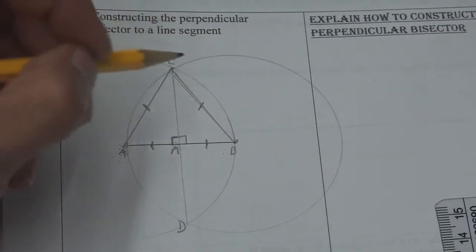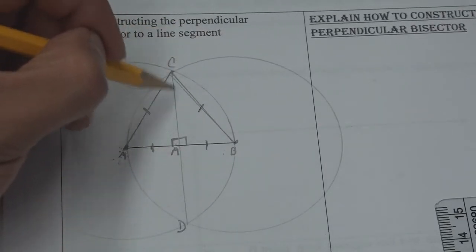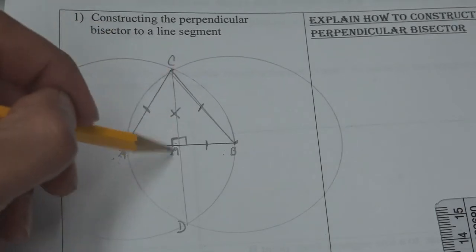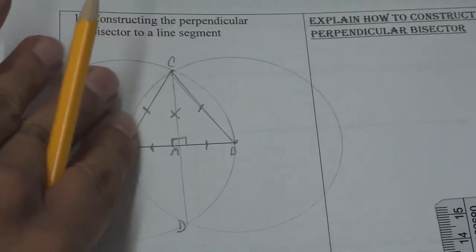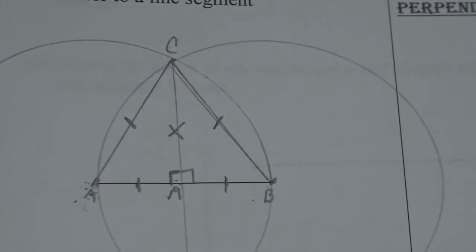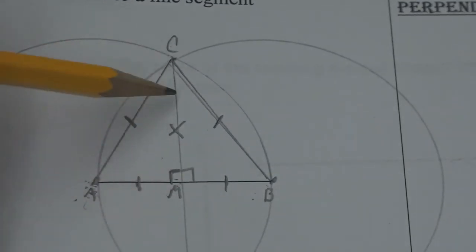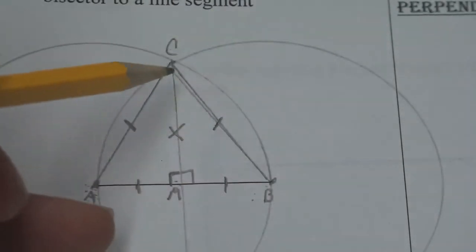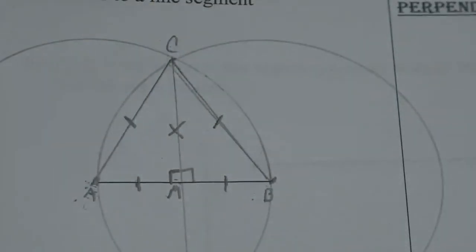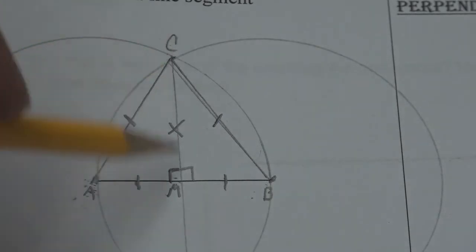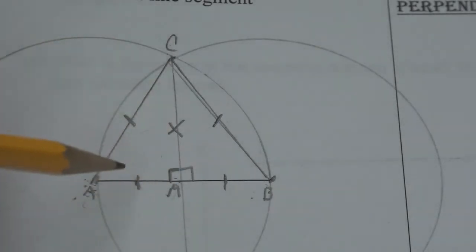Well, by the reflexive property, CM is congruent to itself. CM is a side of this triangle right here. It is also the same side as this triangle right here. And the reflexive property says that a quantity is equal to itself. So CM is congruent to itself.